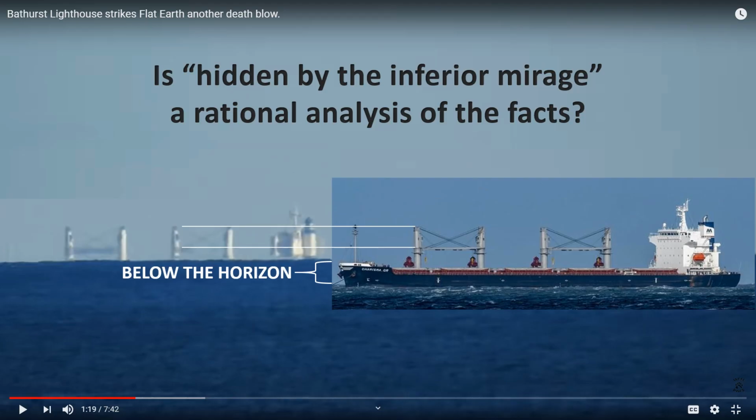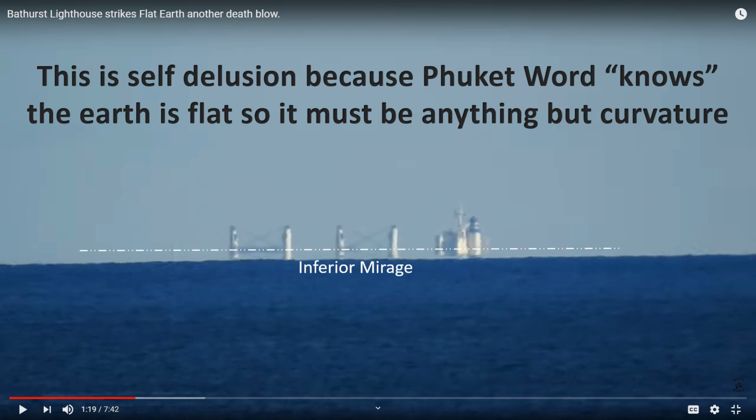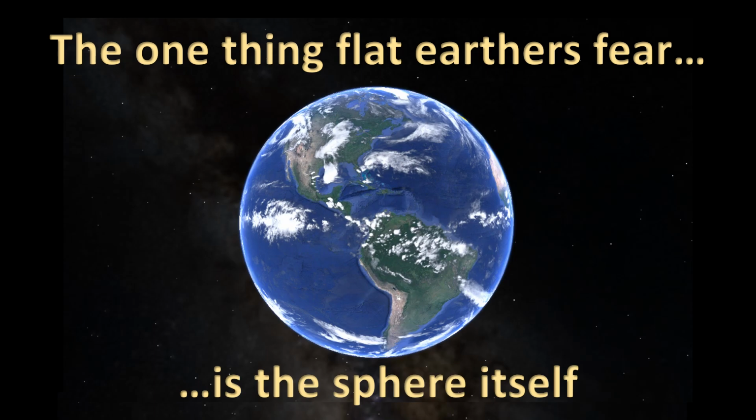So is hidden by the inferior mirage a rational analysis of the facts? Not even close. But again, you didn't need to do the photo analysis that I did to understand this. Anybody that knows how big these ships are would immediately see that that inferior mirage is way too thin to hide everything that we don't see. So here we have another case of self-delusion, because Phuket Word thinks he knows the Earth is flat, so it must be anything but curvature. There is one thing that all flat earthers seem to fear, and that is the sphere itself.